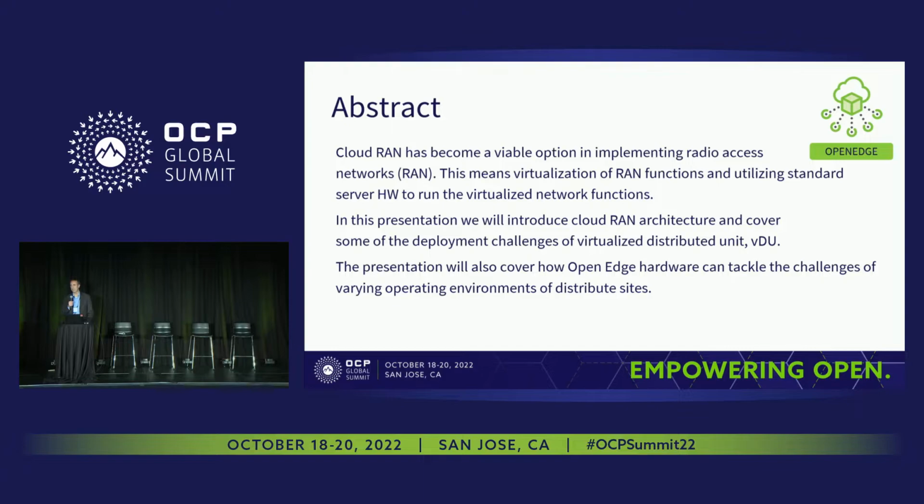And in this presentation today, I will very briefly introduce the Cloud RAN architecture and cover some of the deployment challenges we see, especially with the virtualized distributed unit of the Cloud RAN architecture. I will also briefly cover how the Open Edge hardware can tackle the challenges of the varying operating environments of the distributed sites in the network.